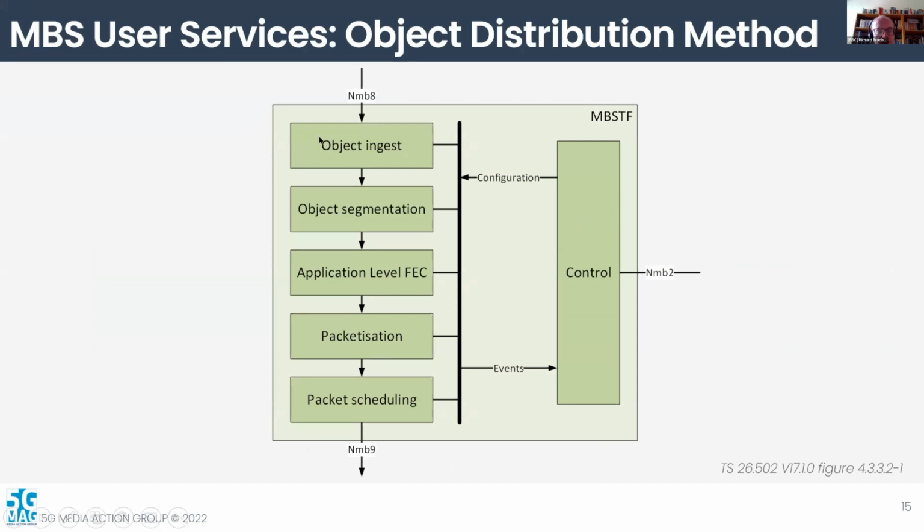So it ingests those HTTP objects, either pushed or pulled. It segments them into some other smaller chunks. It might apply some FEC to those chunks, and then it takes the chunks and the FEC repair information, and packetizes it into multicast packets, and then it schedules those multicast packets for transmission at a particular rate, depending on whether it's being carouseled or just single shot, you know, as fast as possible. So that's the object distribution method.